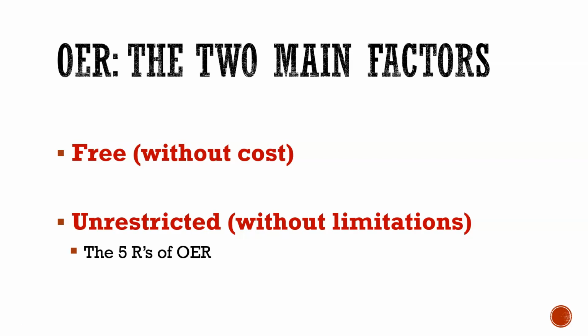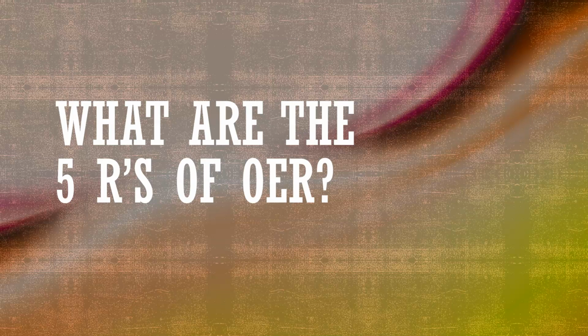So when we go back again to those two main factors, the free without cost and the unrestricted without limits factor, often when we think about how OER books are more open and less restrictive, we come to what is often referred to as the 5 R's of OER. These are ways in which OER books and resources tend to be much more open than their proprietary counterparts. I really want to break these 5 R's down because they're critically important to understanding how we can utilize OER to our advantage for both our students and ourselves as instructors.